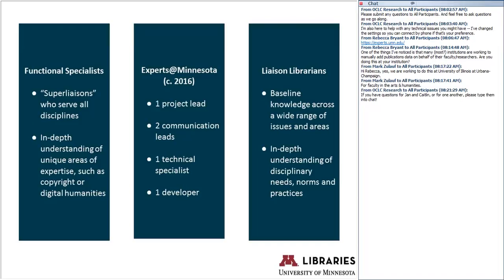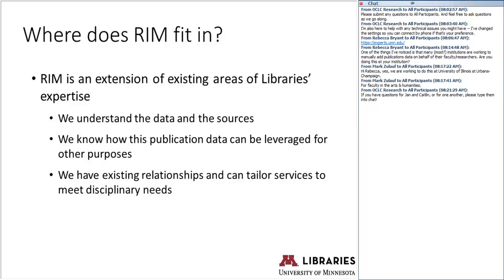And one of the ways that we are attempting to situate RIM is by positioning it as an extension of the library's existing expertise, and particularly an extension of liaison librarianship, by connecting it to those spaces where our liaison librarians already have expertise. So our liaison librarians already understand publication and citation data. They understand the potential limitations of different data sources like our various databases. And they understand how this publication data could potentially be leveraged for different purposes, as well as what the limitations of the data may be.